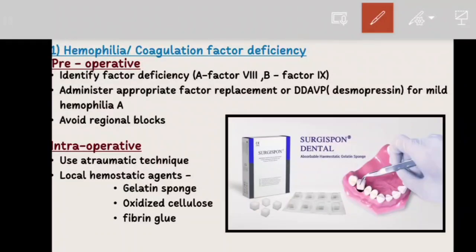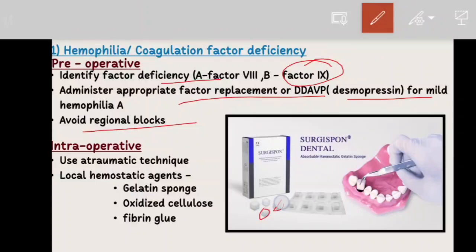Now the first one is hemophilia, a coagulation factor deficiency. First identify the factor: hemophilia A is factor 8 deficiency and hemophilia B is factor 9 deficiency. Then give factor replacement therapy. Give desmopressin for mild hemophilia A. Avoid nerve block injections.